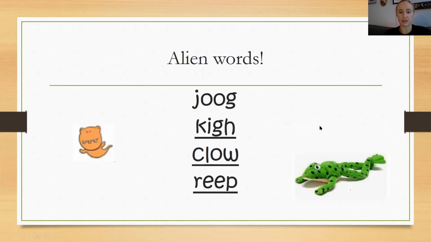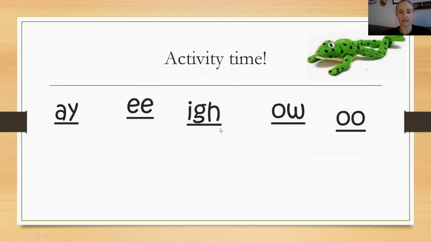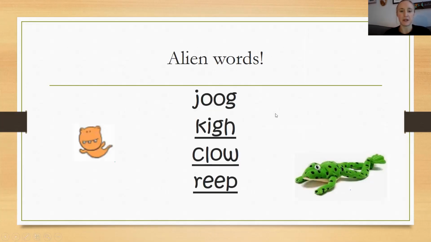And now we've got some alien words, which you know are my favourite words because they don't make any sense, but they've got all our super sounds in. Okay, so the first sound here could be oo or I'm going to say it as if the sound is oo. So I'm going to say j, oo, g, jug. Here I've got the sound I, and it's k, I, kai. Here I've got the sound o, k, l, o, clo. Here I've got the sound e, r, e, p, reap. Well done for joining in those alien words with me because they are such a load of nonsense.